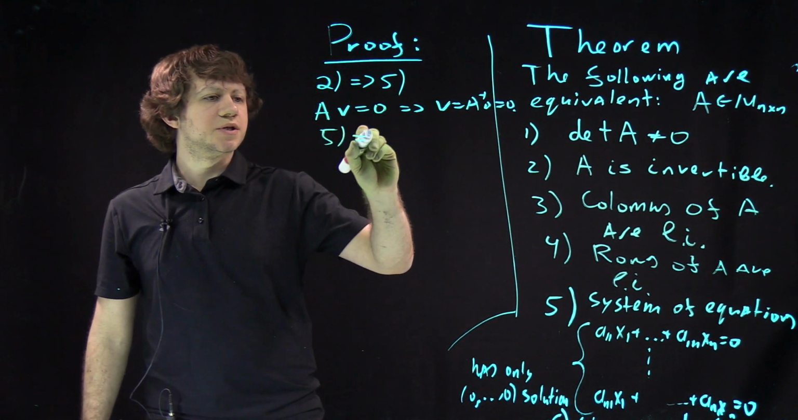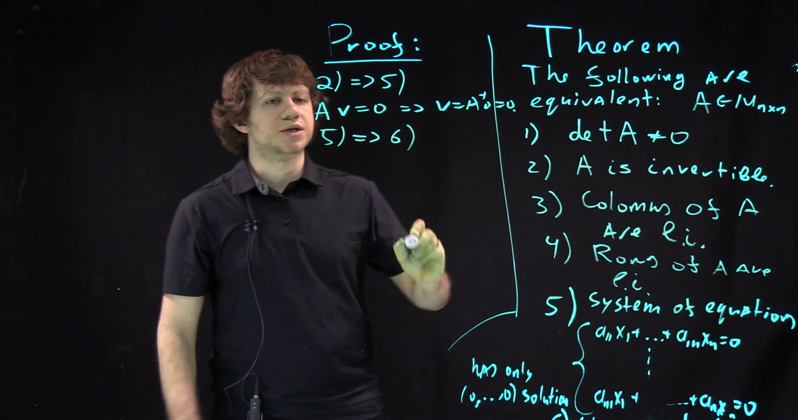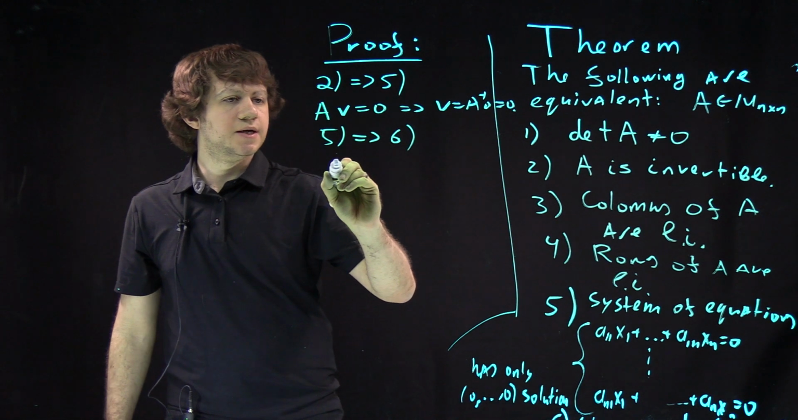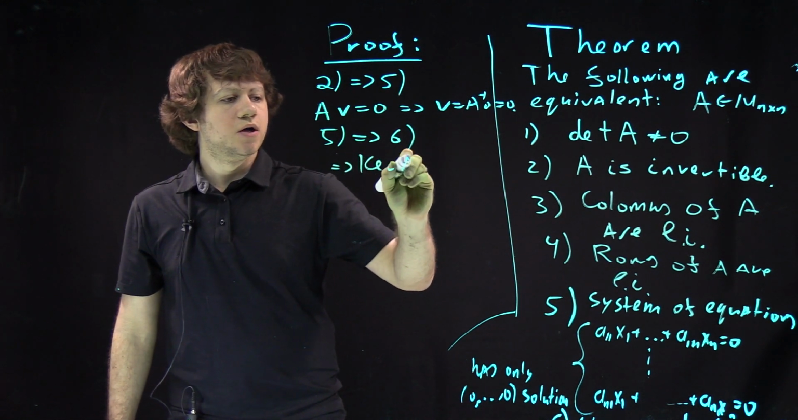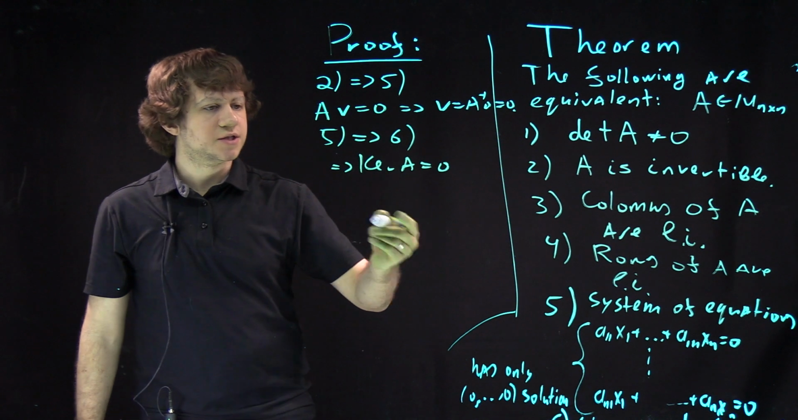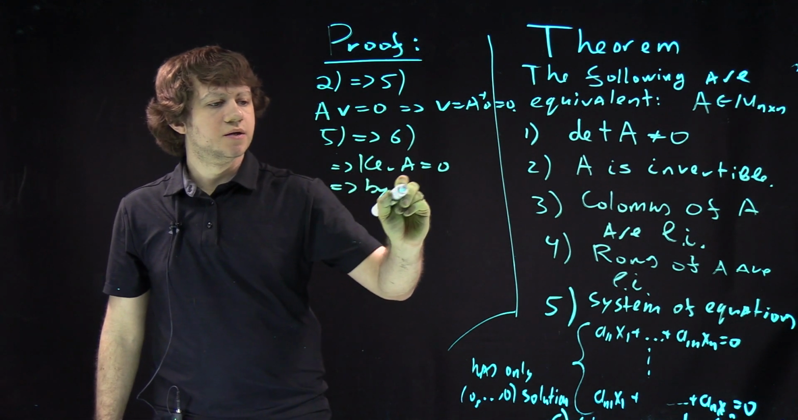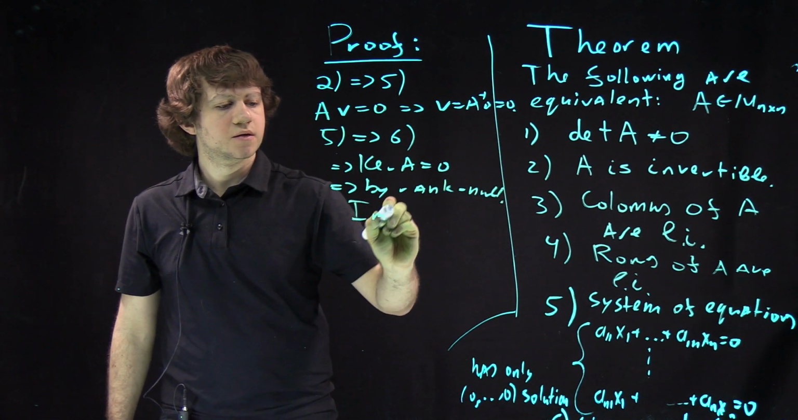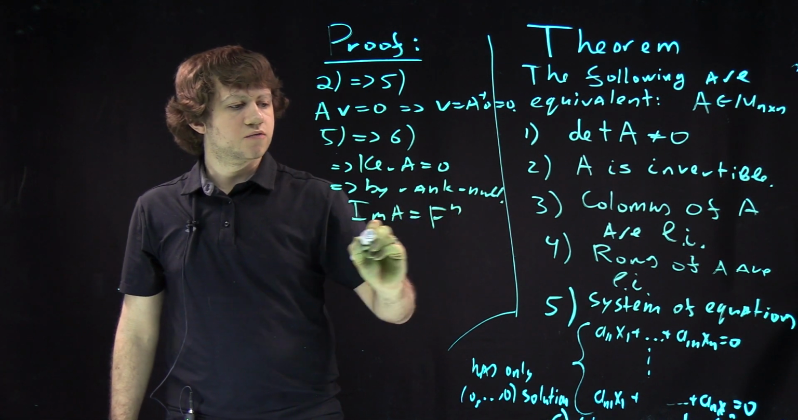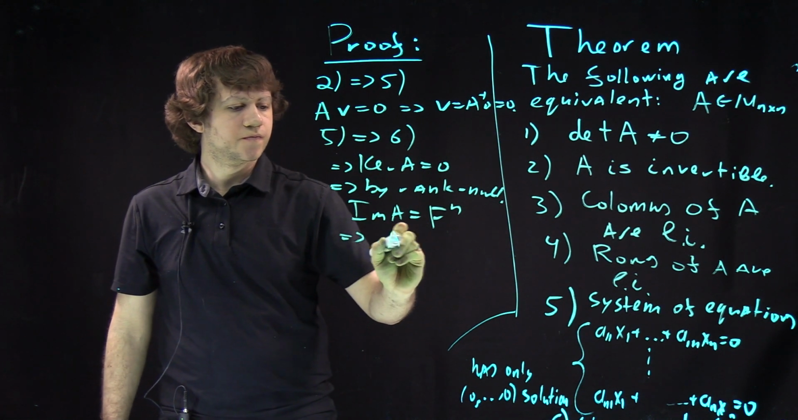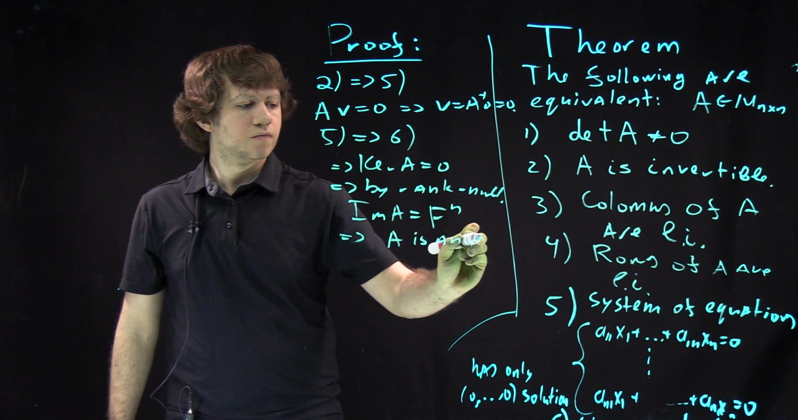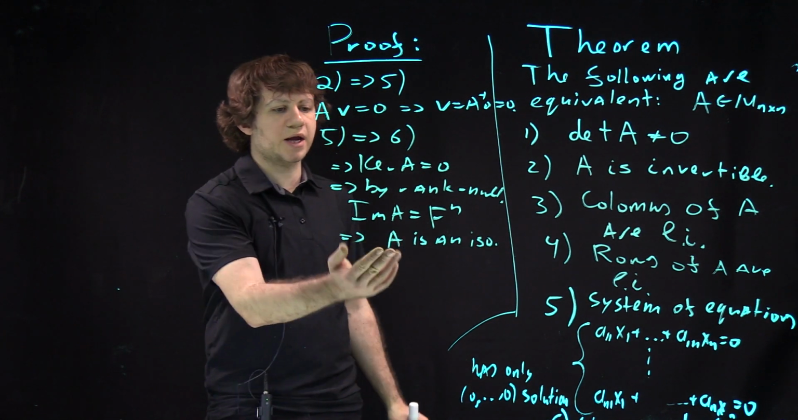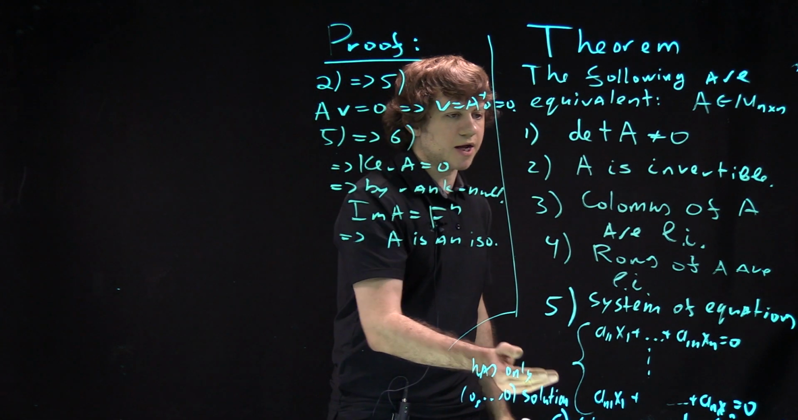5 implies 6, for instance, because of course Av = 0 has only the 0 solution. It means that the kernel of A is 0, but then remember, by the rank-nullity theorem, the image is the whole space, and then of course A is an isomorphism.